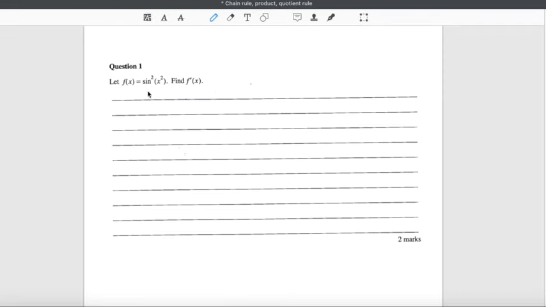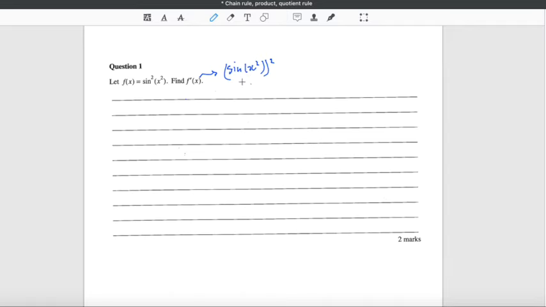Alright, next question. Let's see if we can work this out. The question says f of x equals sine squared x squared. Find f dash x. Just so everyone's clear, sine squared x squared is the same thing as sine of x squared, all squared.